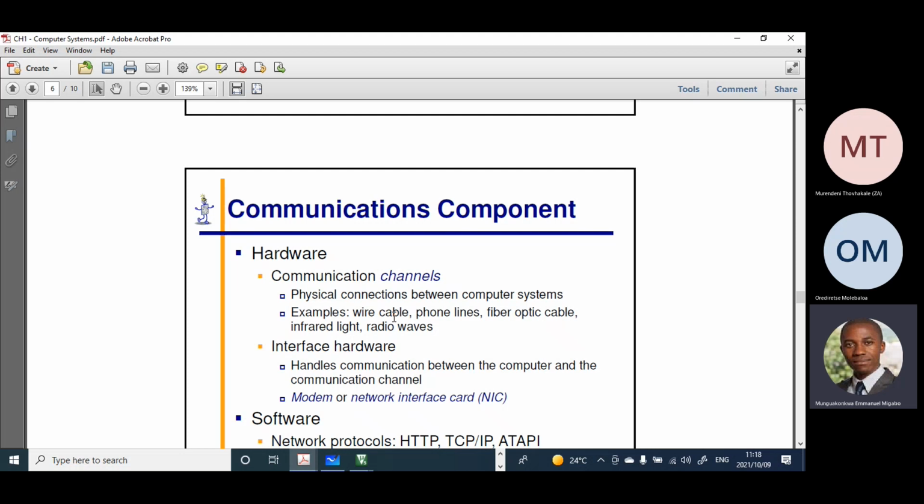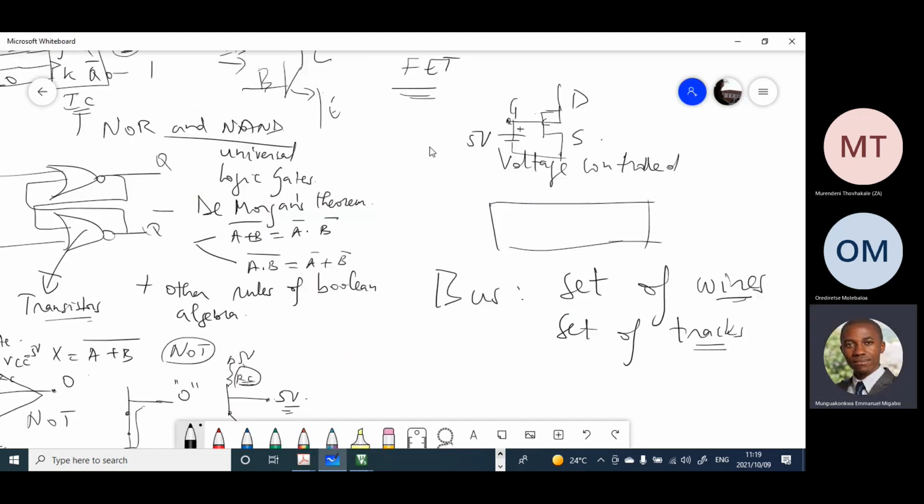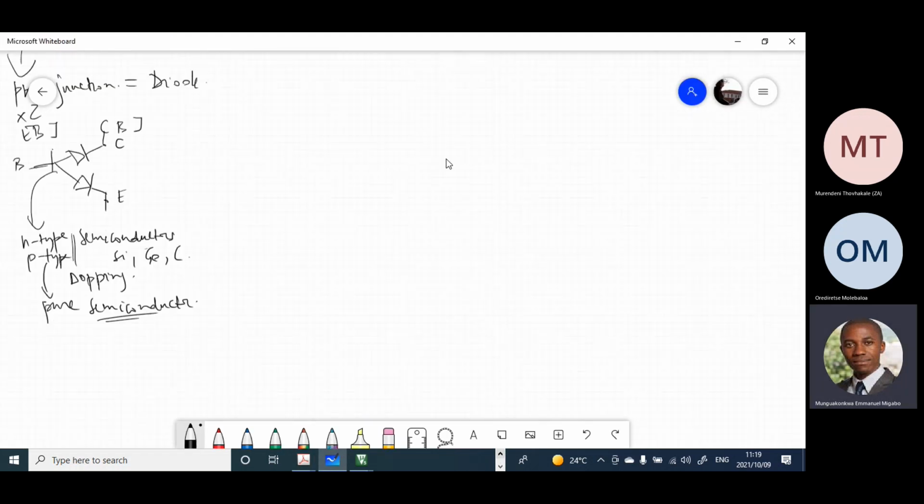Now, for example, for Wi-Fi, you need a Wi-Fi modem, and the modem is actually the same thing as a network interface card. Modem stands for modulator, demodulator. So the purpose of a modem is that during transmission, it modulates. What does it mean, modulating?